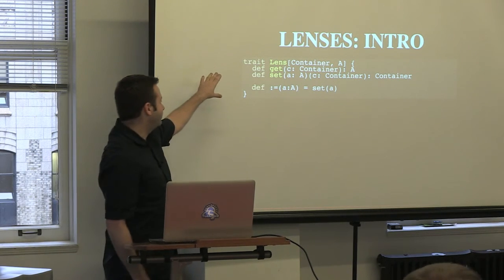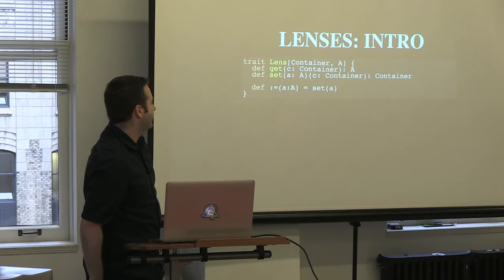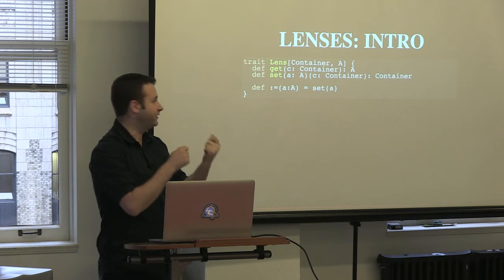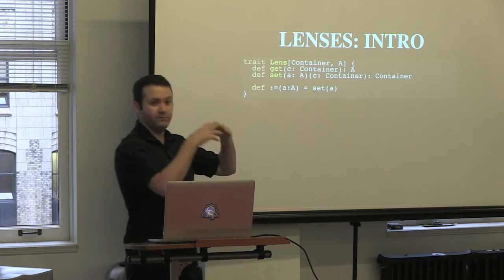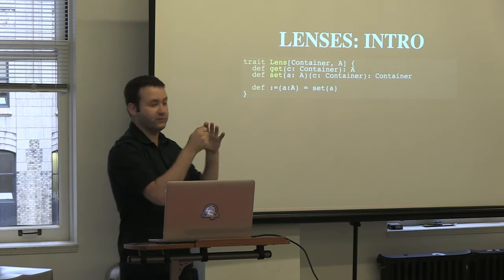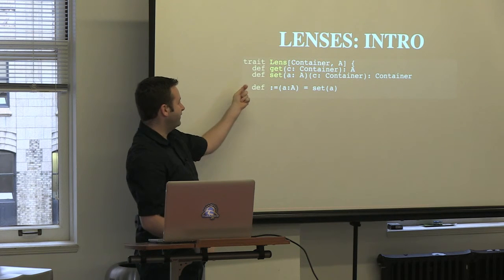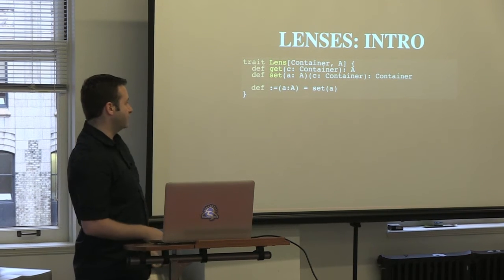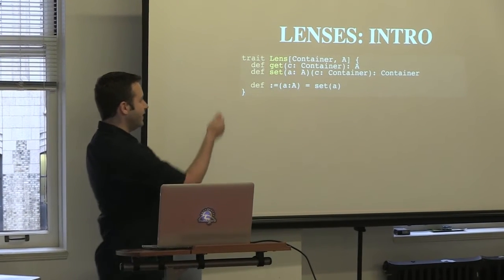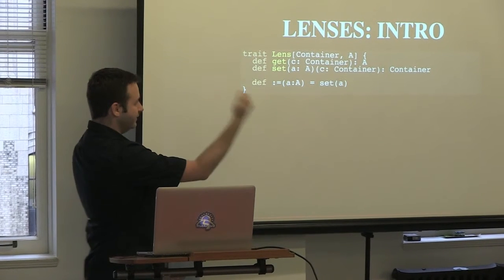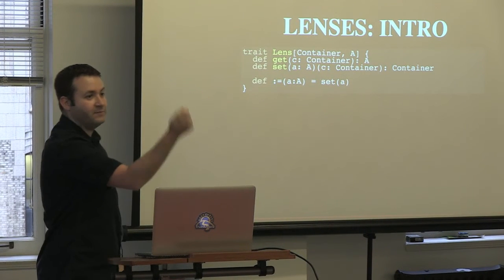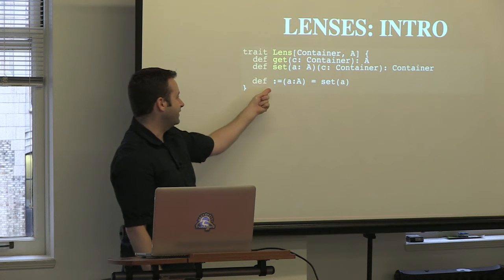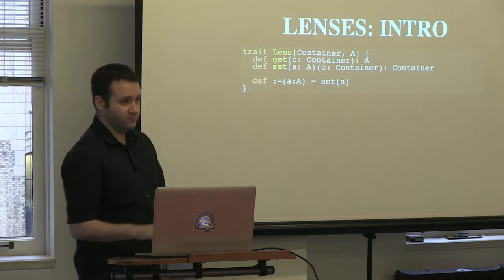So we have lens. And a lens is a getter and a setter for a field inside a container. So if I have a container, some person, and I want to get the address out of that person, I'll have a get method that will get the person and give back the address. The setter will take the address and the person and will return a new person with the updated address. And to make things nice to write, we just have an alias: := is just set.